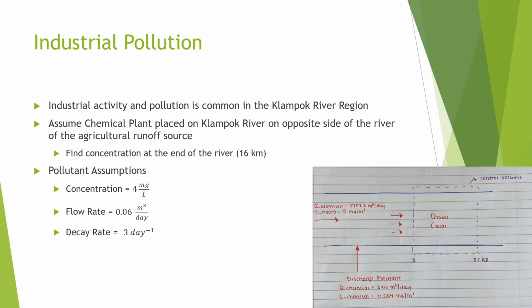The dotted lines represent the control volume. The control volume represents the portion of the river just after the mixing point until a certain distance, which in this case is 16 kilometers. We will assume steady state, constant volumetric flow rate, and a constant discharge of pollutant into the river.